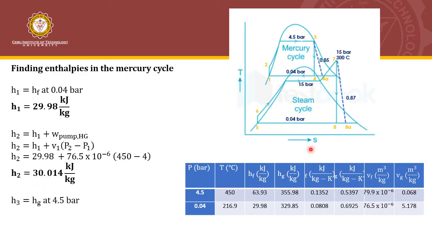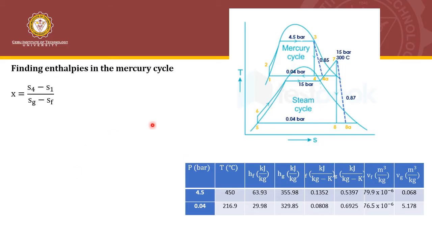At H3, this is already a saturated vapor at point 3 based on the problem. It's not superheated. That's why we can use the Hg at 4.5 bar, and that is 355.98. So H3 equals 355.98 kilojoules per kilogram.